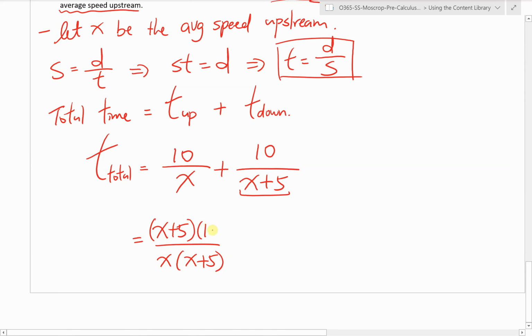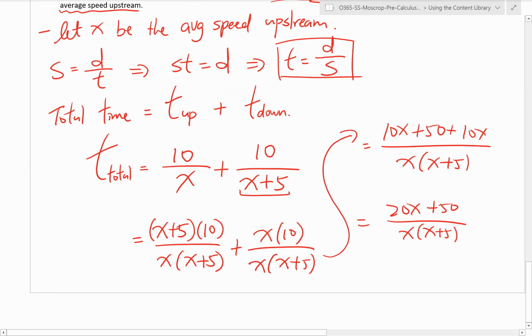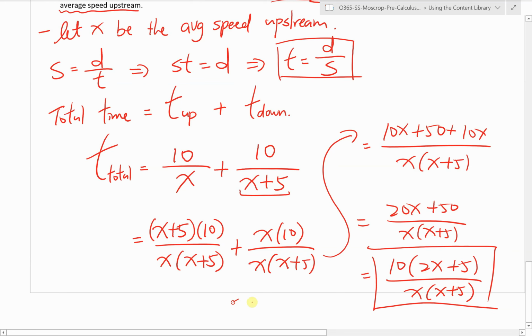There we go. You can multiply x with x plus 5 to get your common denominator, so we just need to multiply 10 by x. Okay, so then you can simplify this. x times 10 is 10x, 5 times 10 is 50, 10 times x is 10x, so you get 20x plus 50 over x times x plus 5. You can factor out the 10, and you get 10 times 2x plus 5 over x times x plus 5. Again, you cannot reduce anything, but that's okay. This then would be your final answer. And your restriction would be x cannot equal 0 and -5.